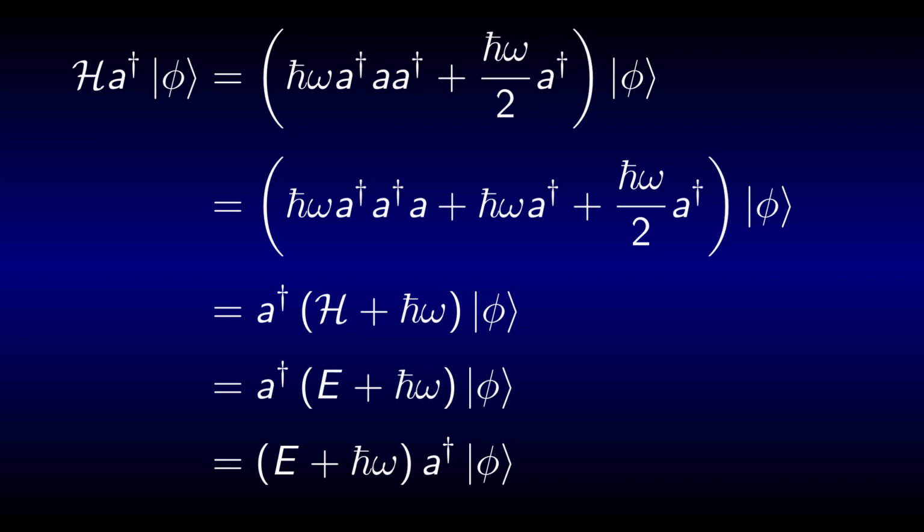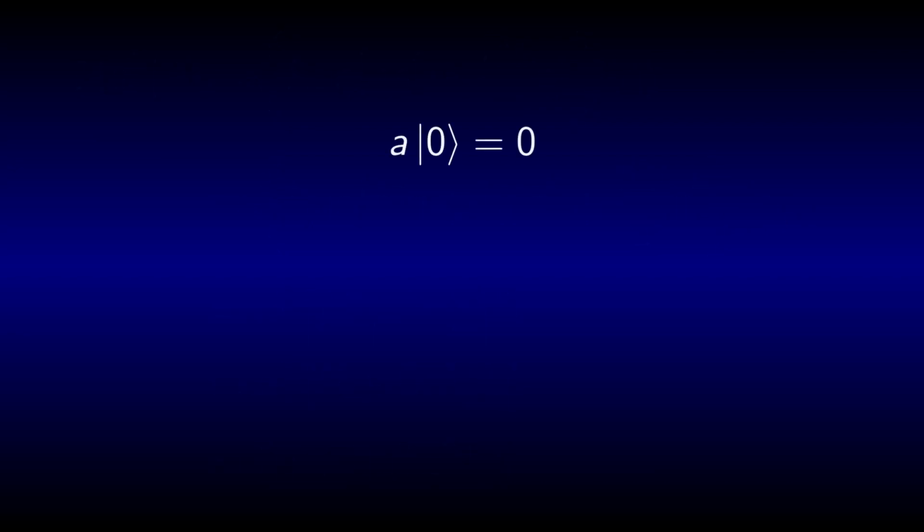What we observed here is that a dagger took an arbitrary eigenfunction of the Hamiltonian and created a new one, whose energy differs by the value ħω. Similarly, a constructs an eigenfunction whose energy is ħω lower, as you can easily verify. However, there has to be a ground state with lowest energy. Acting with a on the ground state should give us 0.